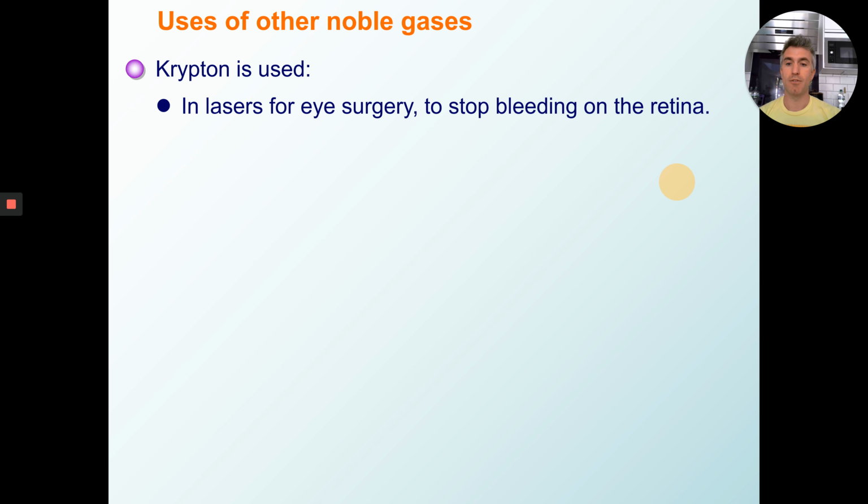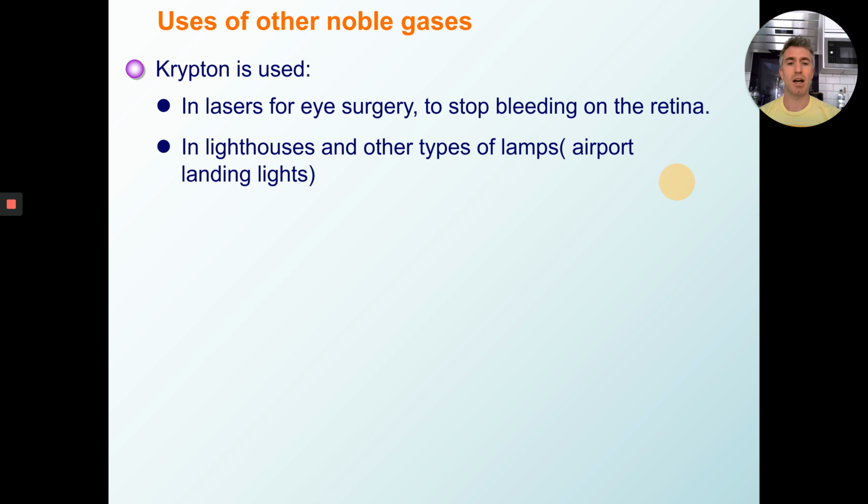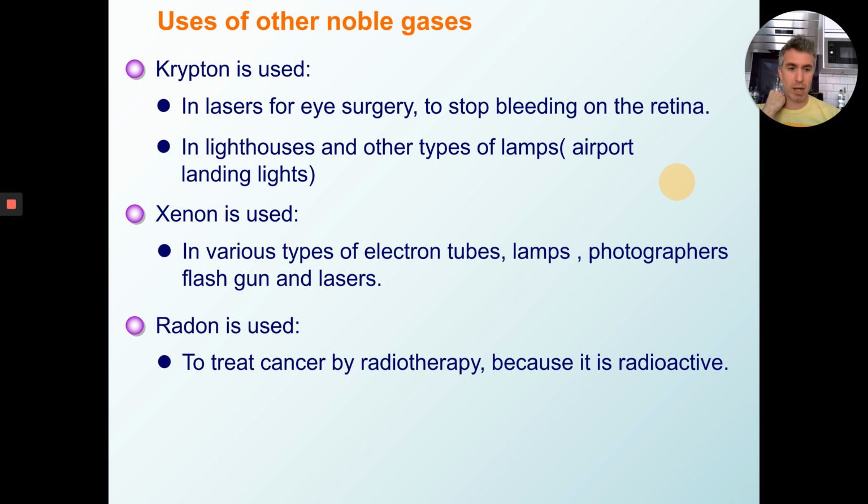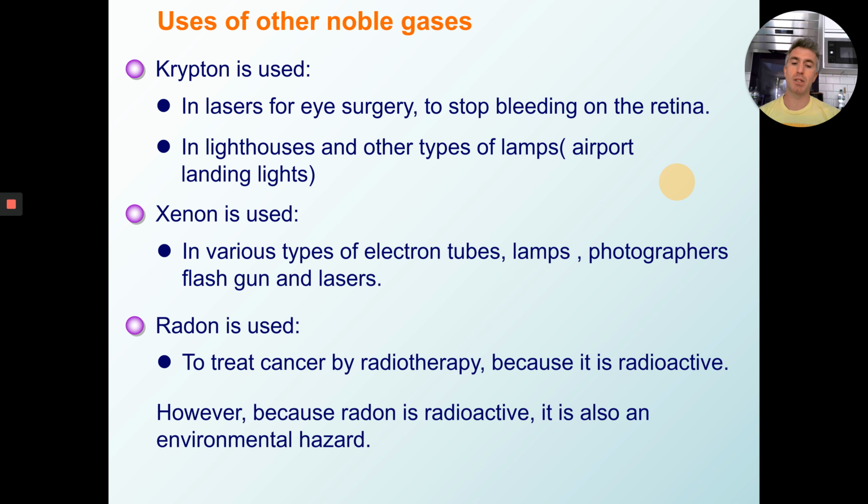Krypton is used for laser eye surgery to stop bleeding in the retina. In lighthouses and other types of lamps, xenon is used in electron tubes, lamps, photographer's flashes, and lasers. And radon is used to treat cancer because it's radioactive. Normally, the treatment for cancer is to give cancer and just hope that the cancer gets cancer faster than the person gets another cancer. It's crazy. So you don't want to do radon too much. It's very hazardous.